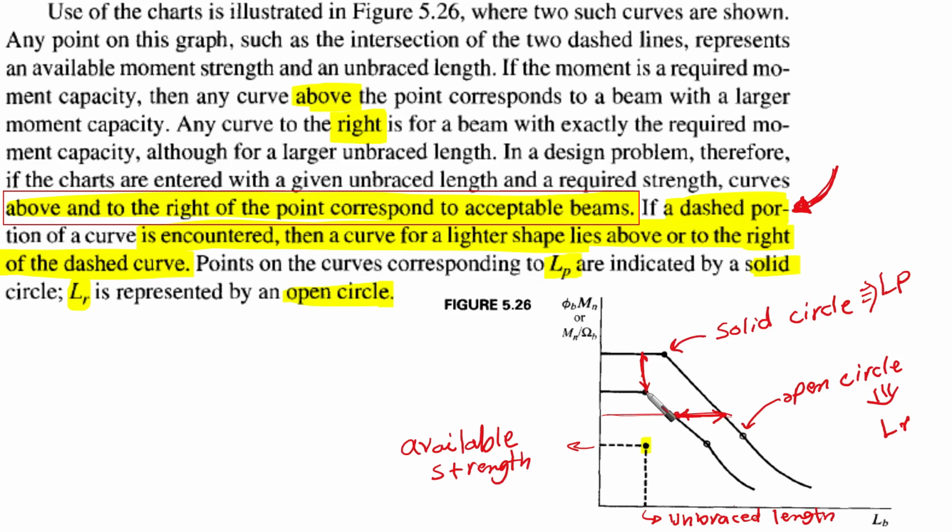Okay, you are going to find this is a solid circle, this is an open circle. For each curve, for each shape, we have different values. This is the LP limit, and this is LR, the proportional limit. Okay, I hope that you understand what we have mentioned up till now.